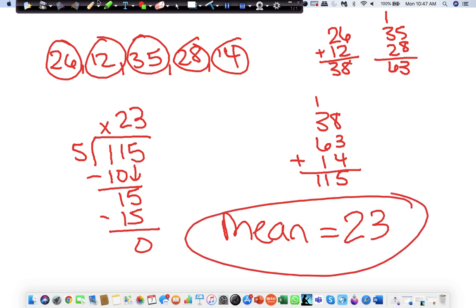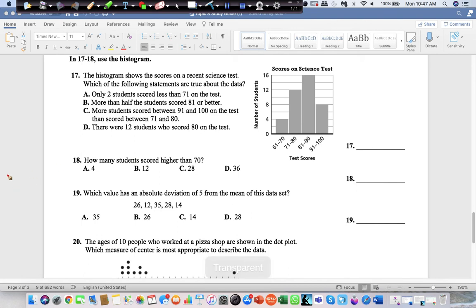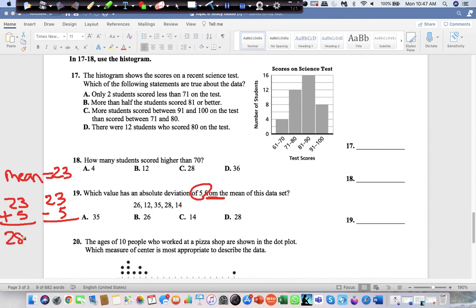Okay, to find the mean absolute deviation, you first need to know the mean. So when we add them up and divide by how many we have, that is our mean. So the mean, again, is 23. This says 5 from the mean. So that means 5 above and 5 below. So we're going to add 5 to it, but also take 5 away from it. 23 plus 5 gives us 28. 23 minus 5 gives us 18. So we want to know which one of these is 5 from the mean. That would be 28 because there is no 18 on here. So D would be correct.